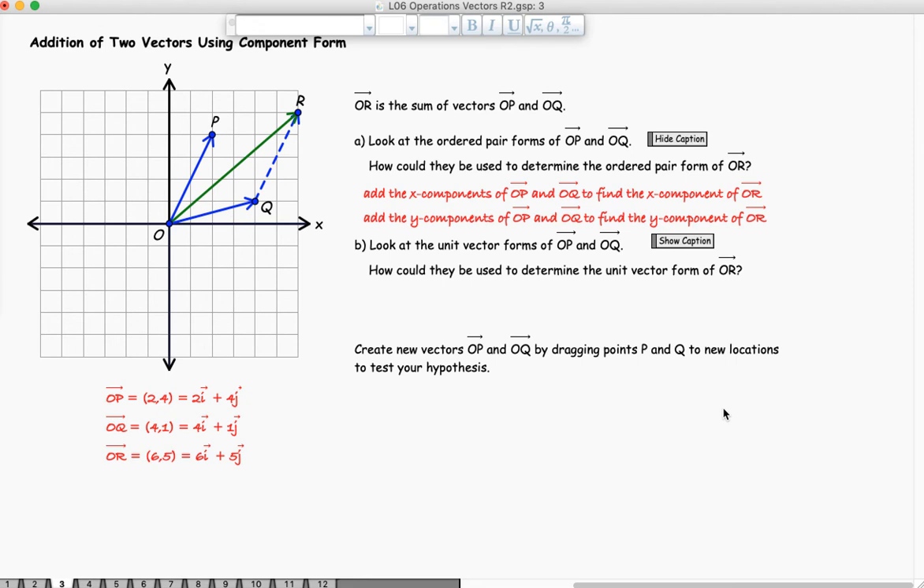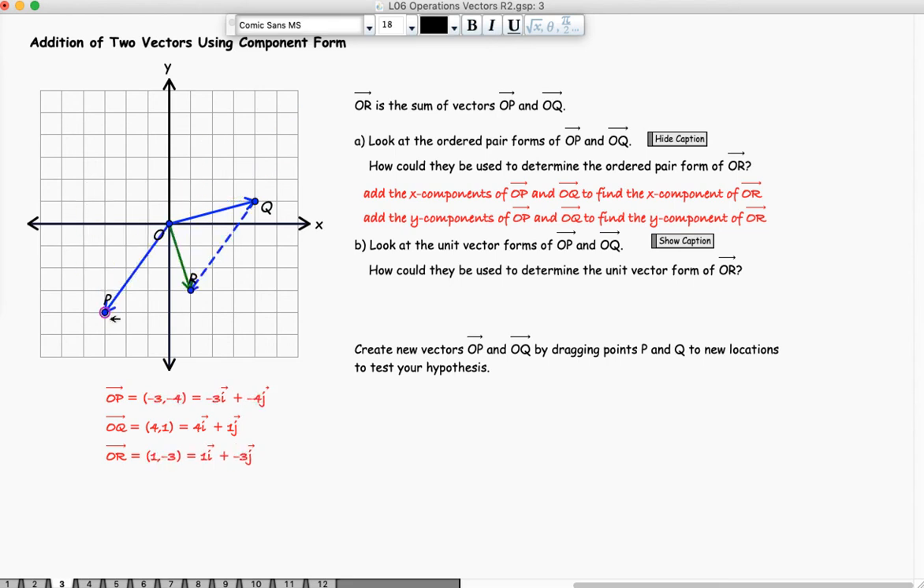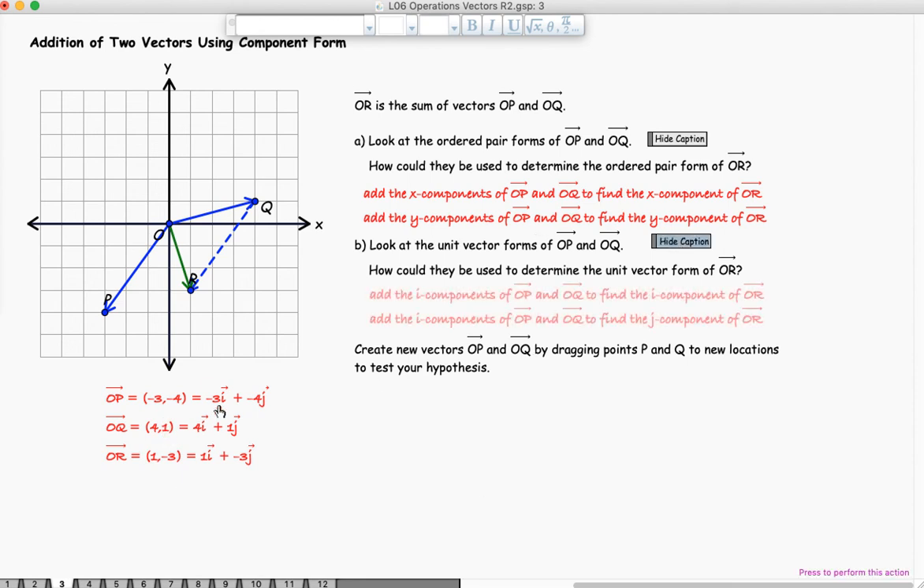So if I add the corresponding x components in this form, 2 plus 4, add the corresponding y components. Again, just to show you that that works when I move myself over there. Add -3 and 4, add -4 and 1. If we're in unit vector form, it's the same thing. We're still adding the x components and the y components. I get the correct components for the sum vector. And so that was our hypothesis.